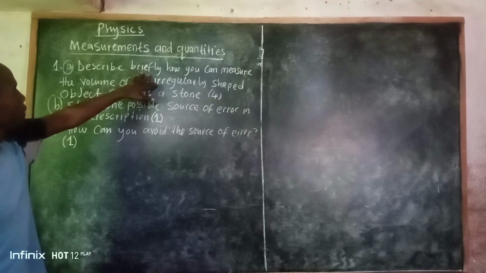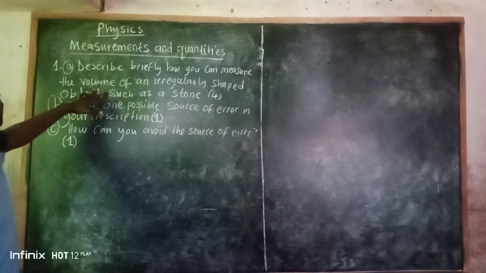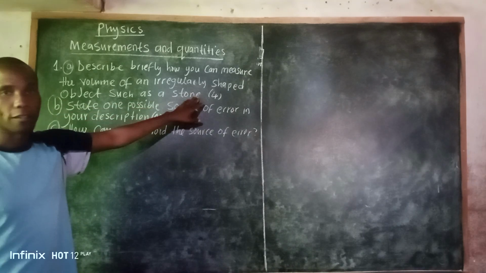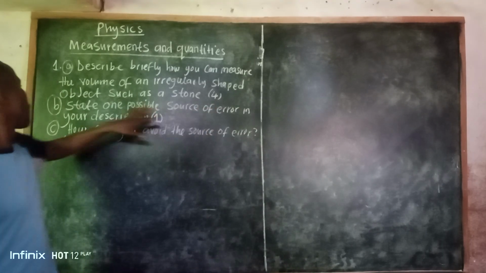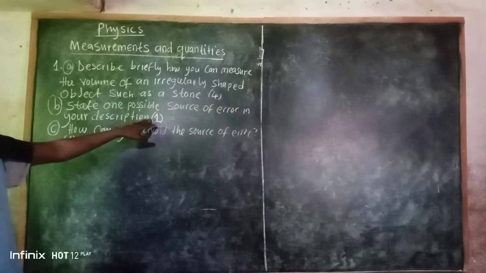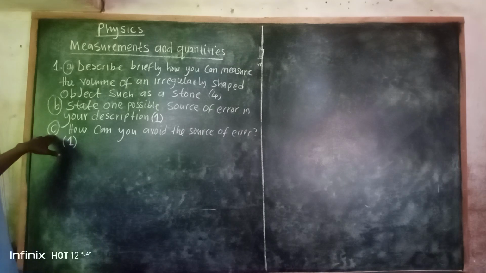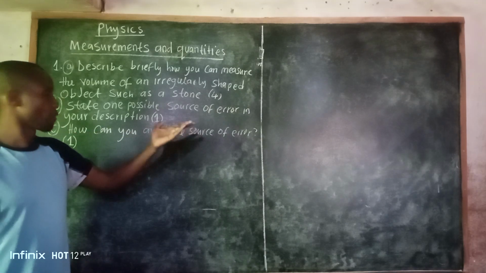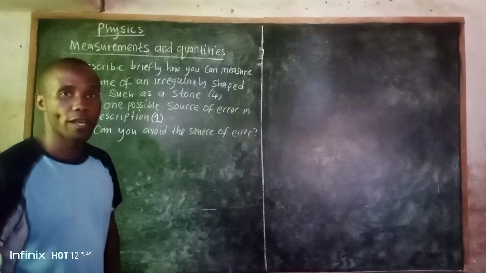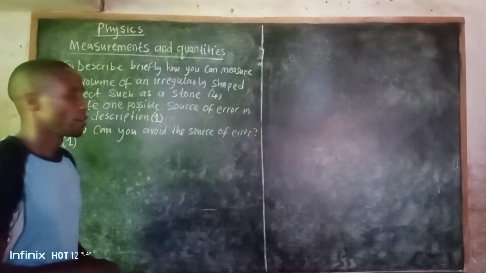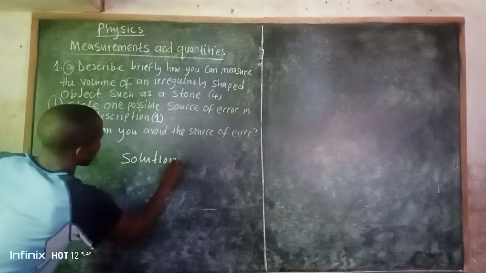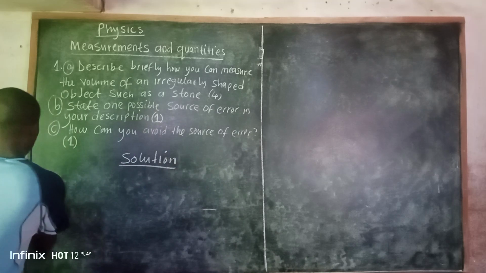Describe briefly how you can measure the volume of an irregular shaped object such as a stone. That is for marks. Then B, state one possible source of error in your description, 1 mark. Then C, how can you avoid the source of error? Another 1 mark. So now how do we answer such questions? Let us go to the solution and see how we can answer this question.